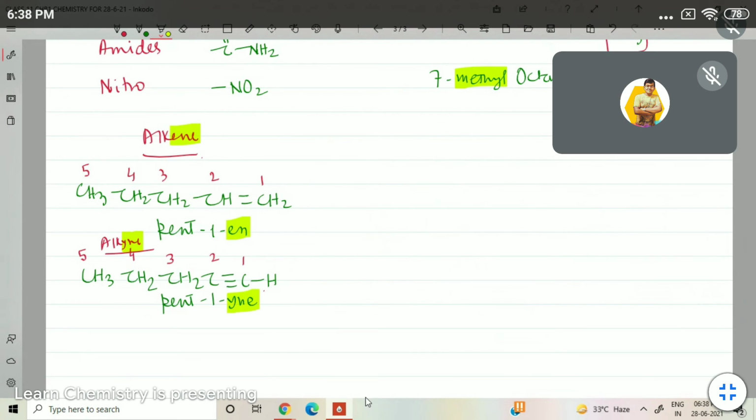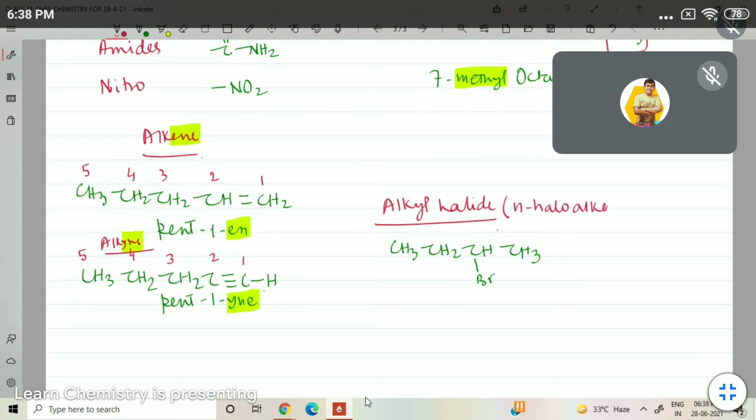All right. Now what about an alkyl halide? See, alkyl halide. Suppose this one. The general name of alkyl halide is n halo alkane. Now what is this n? n is that number with which this halogen group is attached. So this is 2 bromo, and yours will be butane. 2 bromo butane. Understood?